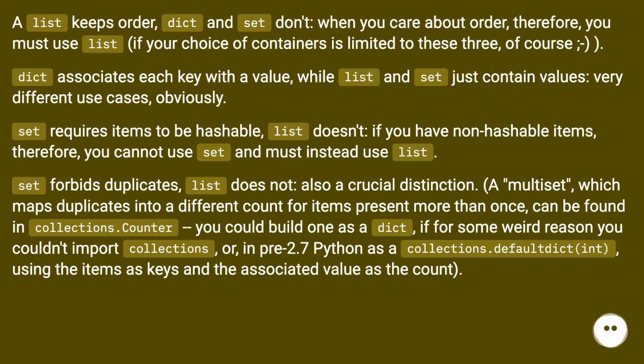Very different use cases, obviously. Set requires items to be hashable, list doesn't. If you have non-hashable items, therefore, you cannot use set and must instead use list. Set forbids duplicates, list does not, also a crucial distinction. A multiset, which maps duplicates into a different count for items present more than once, can be found in collections.Counter. You could build one as a dict, if for some weird reason you couldn't import collections, or, in pre-2.7 Python, as a collections.defaultdict(int), using the items as keys and the associated value as the count.